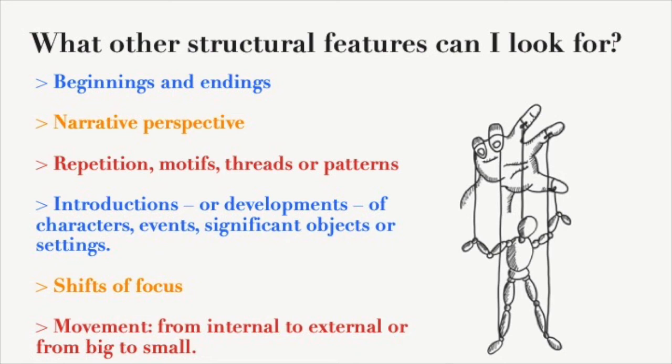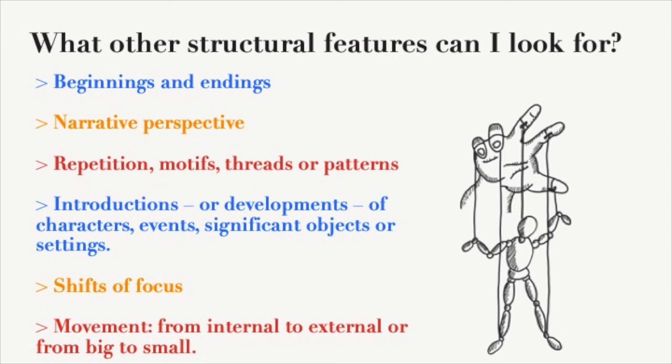And the last one is any sort of movement that we have. So movement from internal to external. Suddenly is the writer describing a scene for us and then takes us inside a character's head so we can see their thoughts? Do we get to see inside every character's head? That depends upon the narrative perspective. Any ideas of movement from big to small, for example?